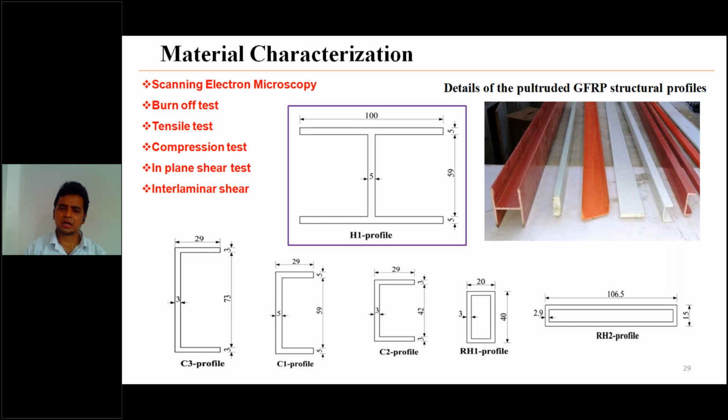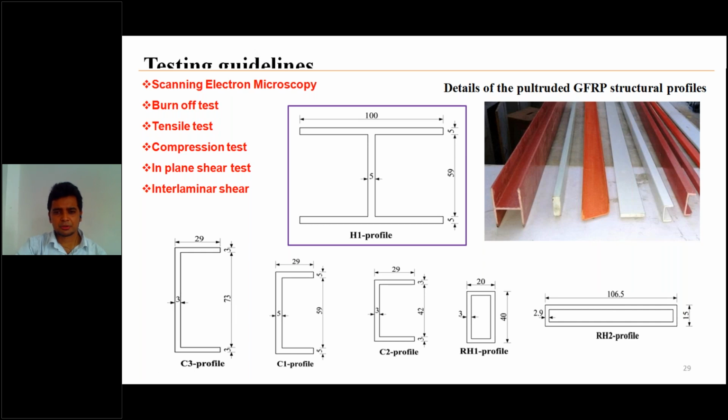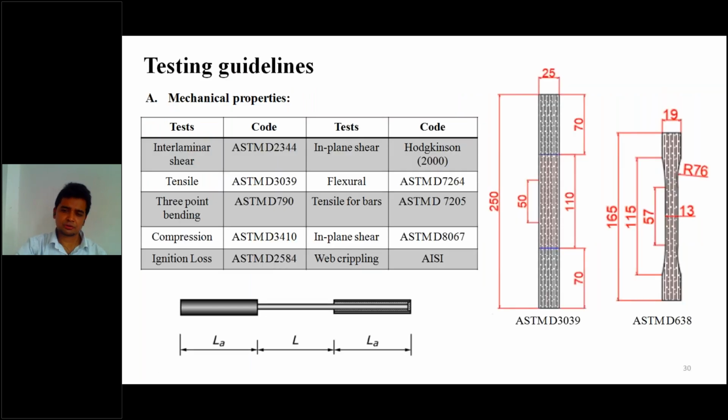For my study, I considered 6 different shapes and sizes of these FRP pultruded profiles, and these are mainly this I section, 3 different channel sections, and 2 rectangular hollow sections. Different procedures already exist to conduct these experiments, so I followed these codes.